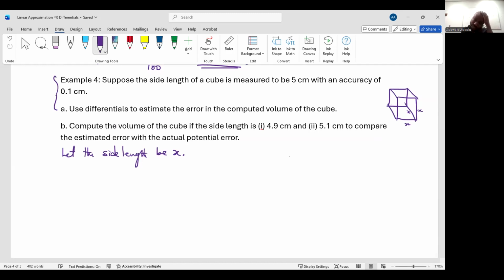All right. Now that you understand that in this context, how do we use that here? Suppose the side length of a cube is measured to be 5 centimeters with accuracy of 0.1. Use differentials to estimate the error in the computed volume. Let us first say volume of cube is x cubed. So I will have that dV/dx is 3x squared, which implies that change in volume is approximately equal to 3x squared dx.